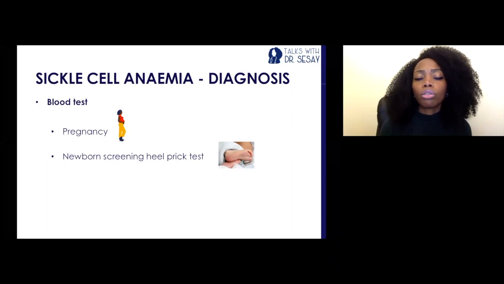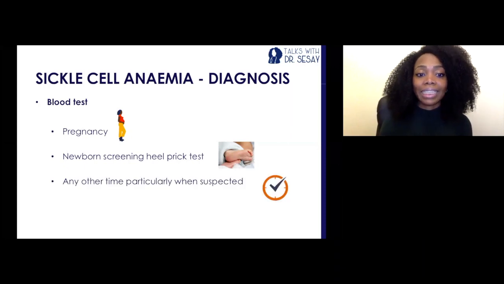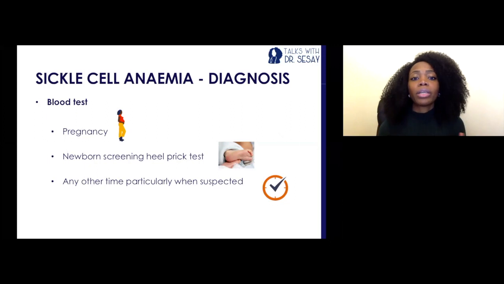But then there's also newborn screening, the heel prick test, which is done in the UK again, or the US. This is where they prick the heel of the baby, they get the blood sample, and then they can confirm, make a diagnosis of whether the baby has sickle cell anemia, or they even check if they have sickle cell trait at that stage. Or a blood test is done at any other time, particularly where it's suspected.